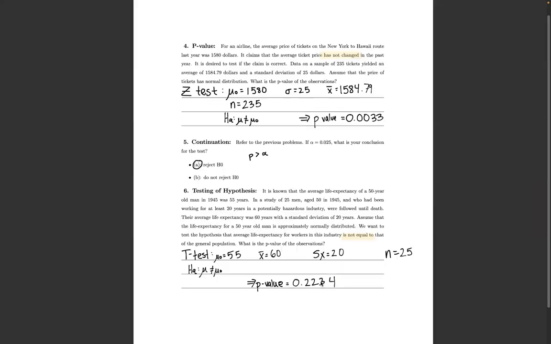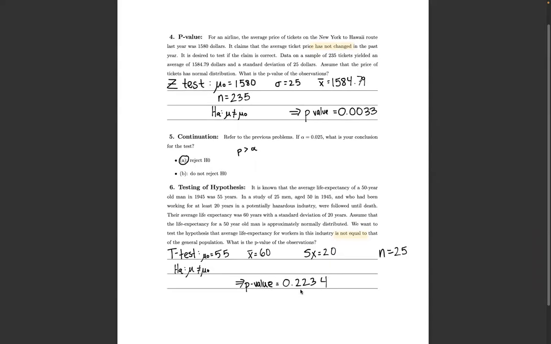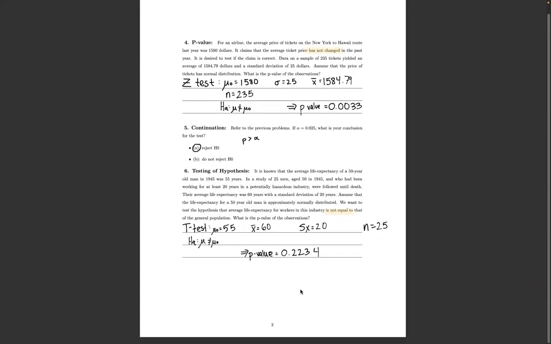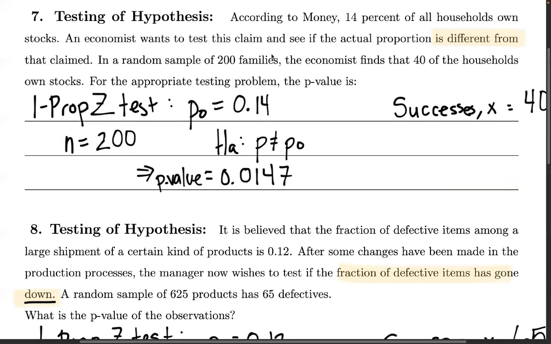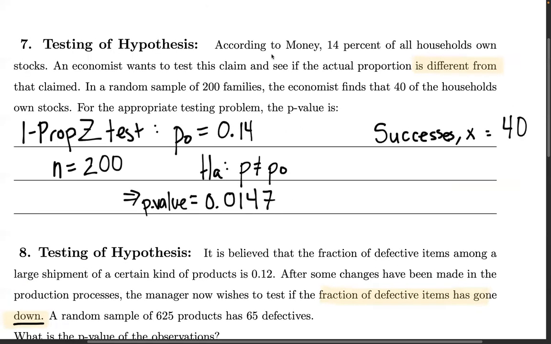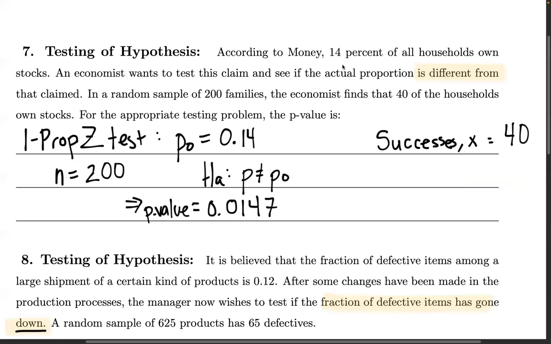Okay, I'm going to zoom out before I go to the next page. Okay. Number 7. According to Money, 14% of all households own stocks. An economist wants to test this claim and see if the actual proportion is different from that claimed. In a random sample of 200 families, the economist finds that 40 of the households own stocks.